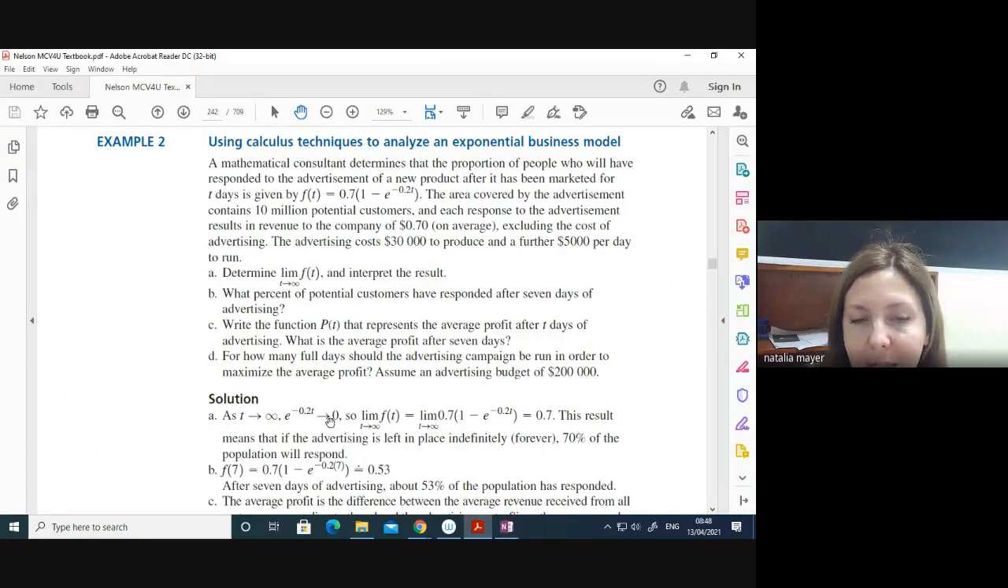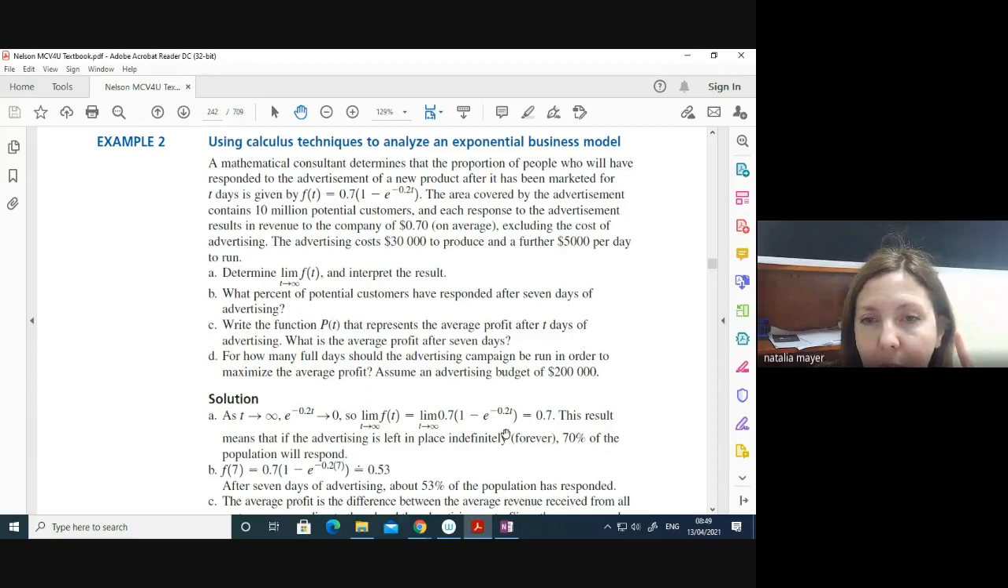And because this is true, when we look at the limit of the entire function, here the limit is 0.7 times 1 minus this term. This term, since it's approaching 0, can be disregarded, right? This is how we used to evaluate limits, you remember, when we were looking for a horizontal asymptote. So what's left is 0.7 times 1. So this limit is 0.7.